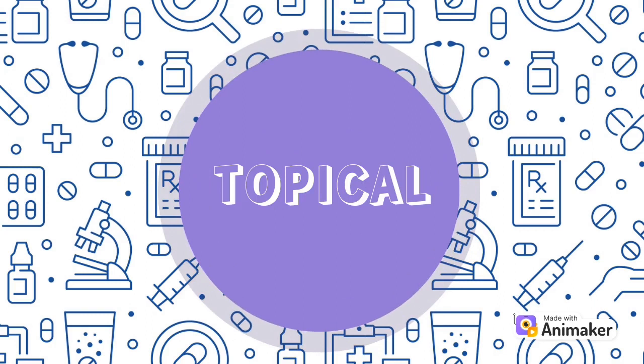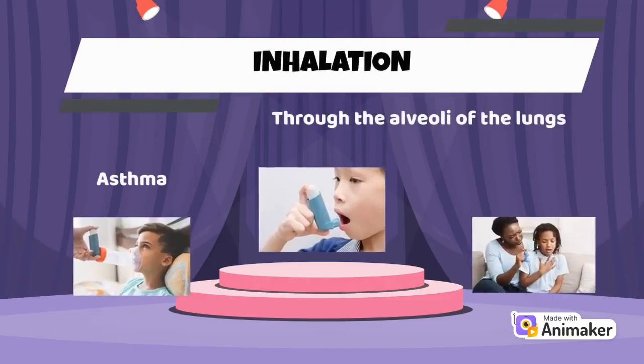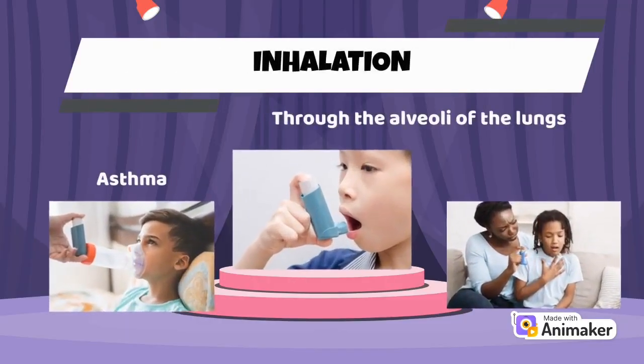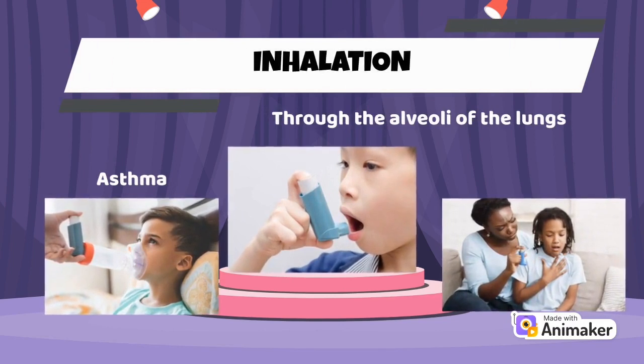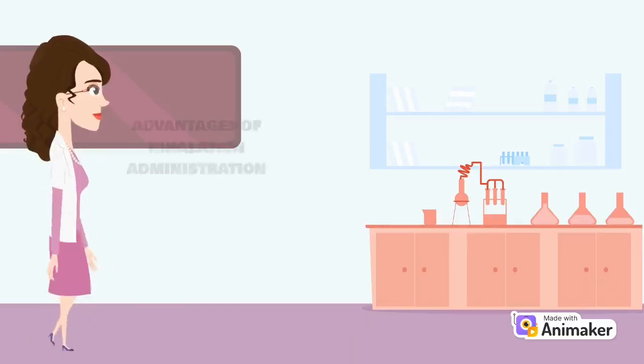Lastly, topical route, which is the application onto the skin or mucous membrane. One of it is inhalation, which is the drug gases is absorbed through the alveoli of the lungs, and this is to treat the respiratory diseases like asthma.